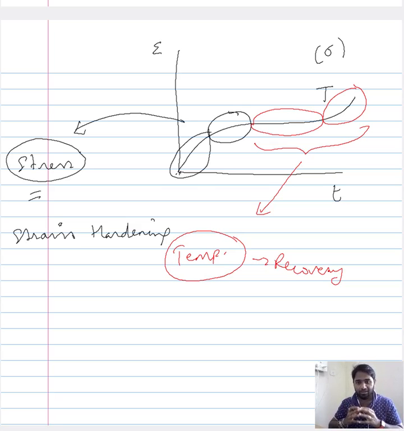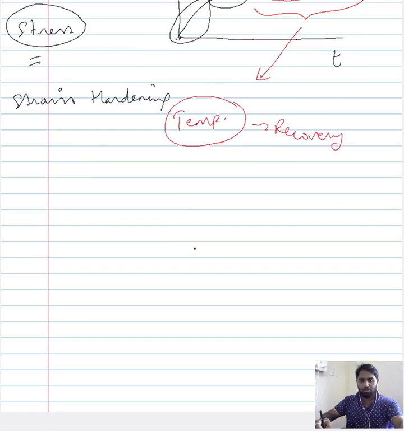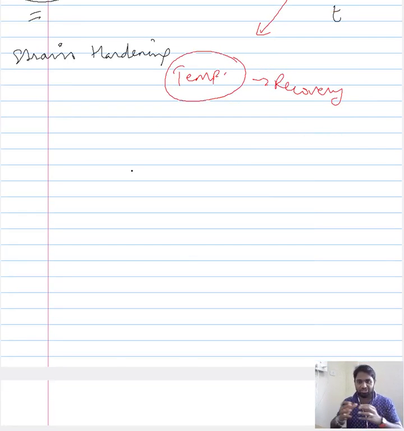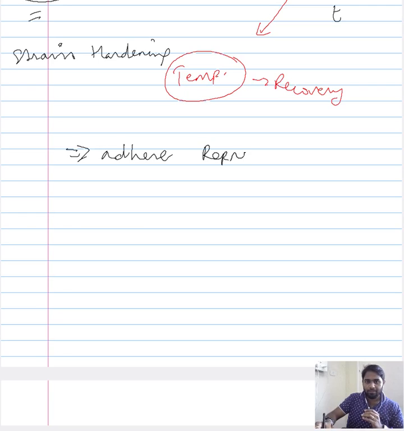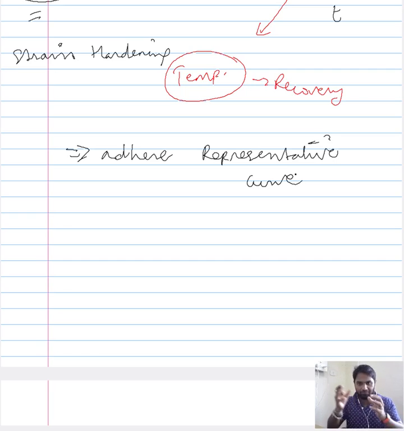So the first assumption for arriving at such an expression is that we will be talking about materials that follow such a representative creep curve. To arrive at a generalized expression for the creep curve, we will be confining ourselves in this lecture to materials that follow the representative creep curve, meaning you have different slopes characterizing the different stages of the creep.